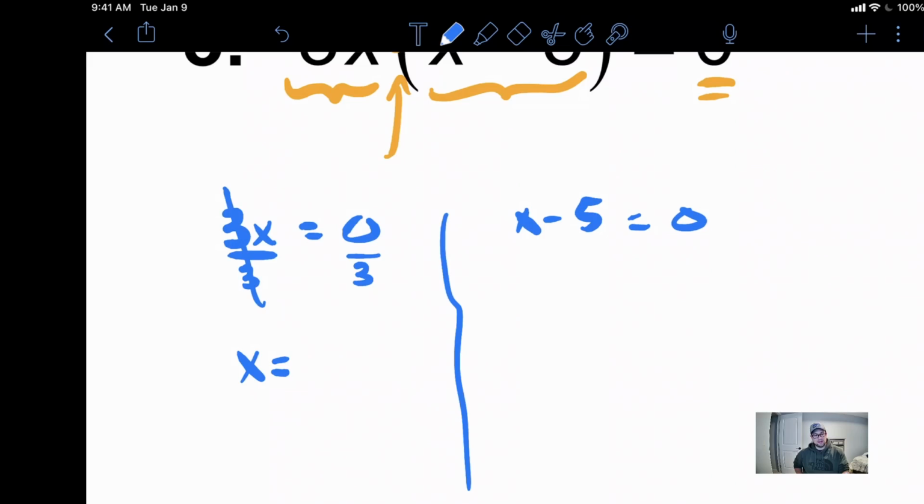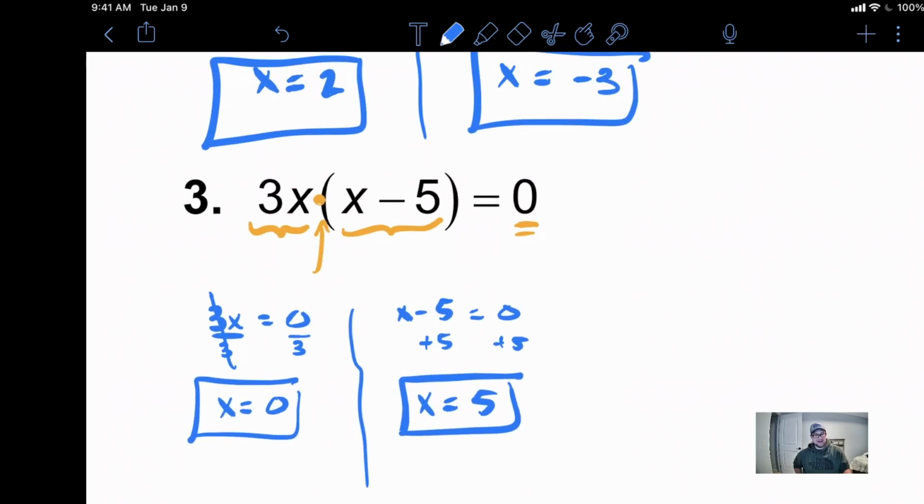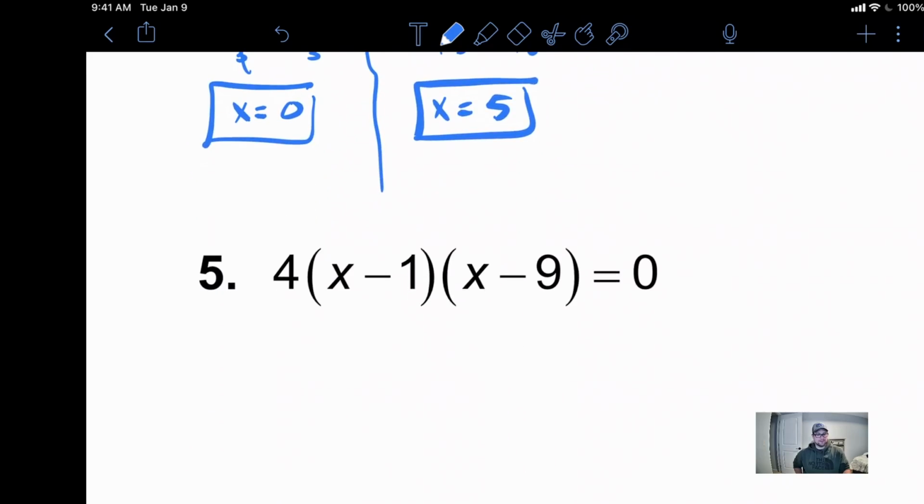0 divided by 3 is 0. And then on the other side, to get x alone, I need to add 5 to both sides. So I'll get x equals 5. Just like that, and we got our two answers. Let's keep going with this.